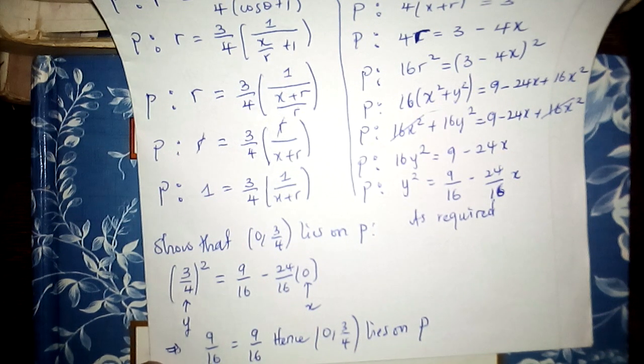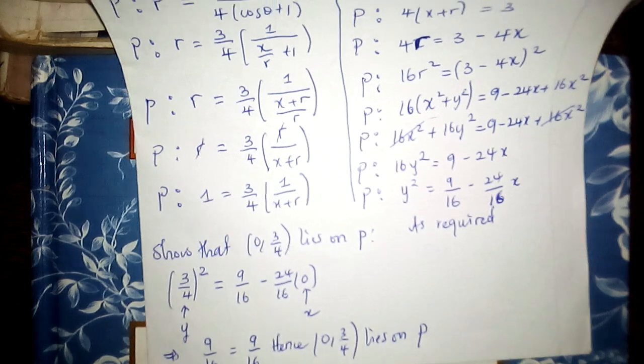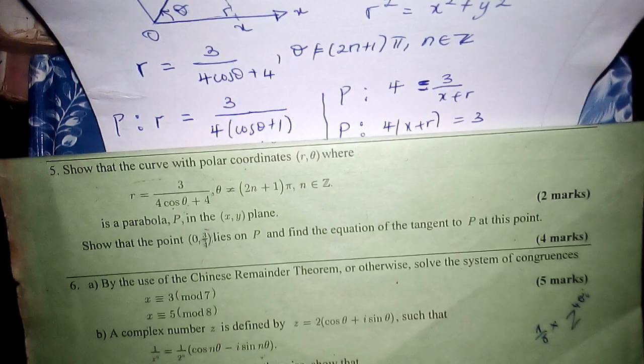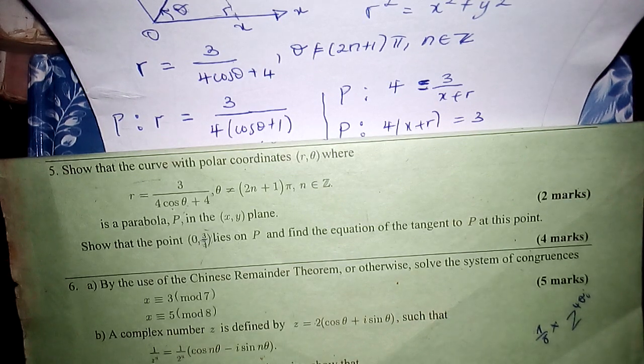All right, now next we need to find the equation of a tangent to P at this point. So we are going to find the equation of a tangent to P at this point. Now our point is 0.